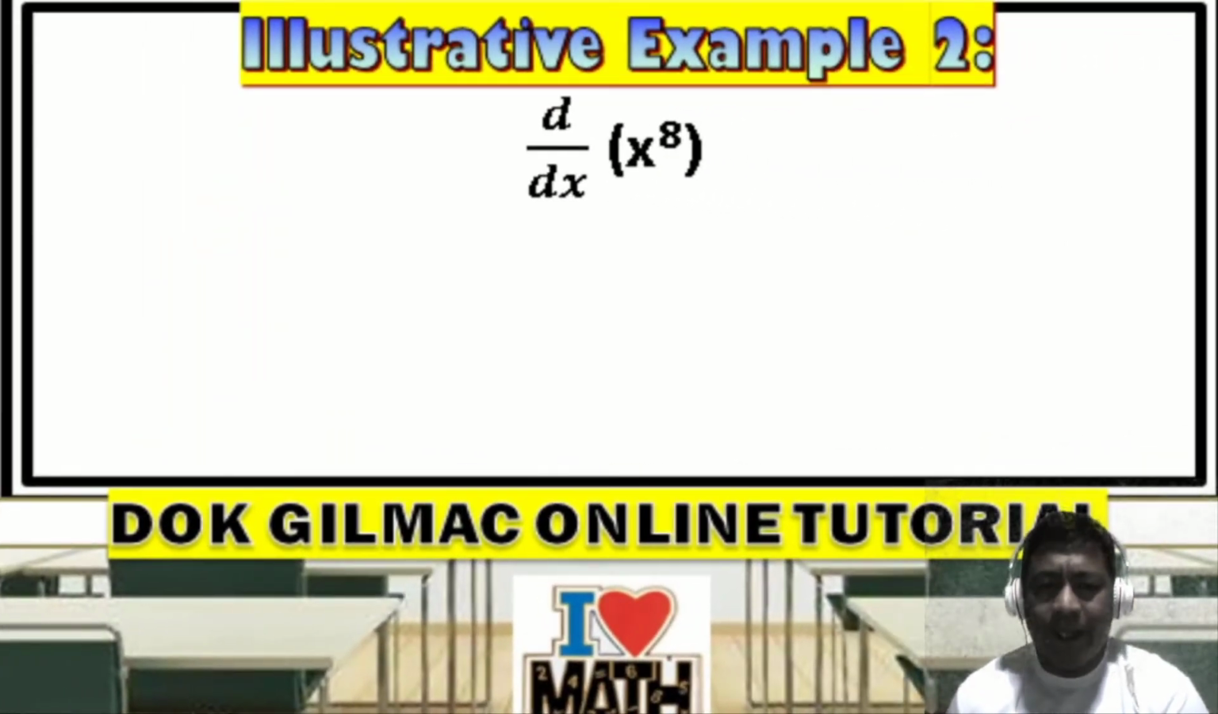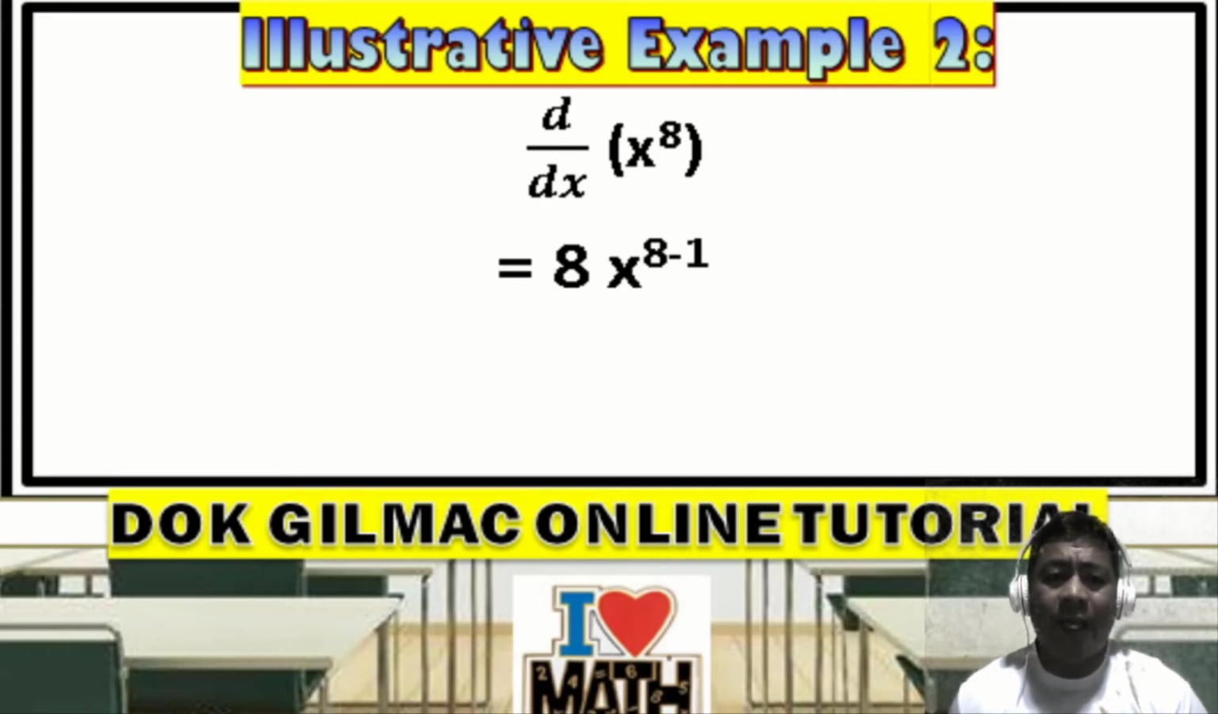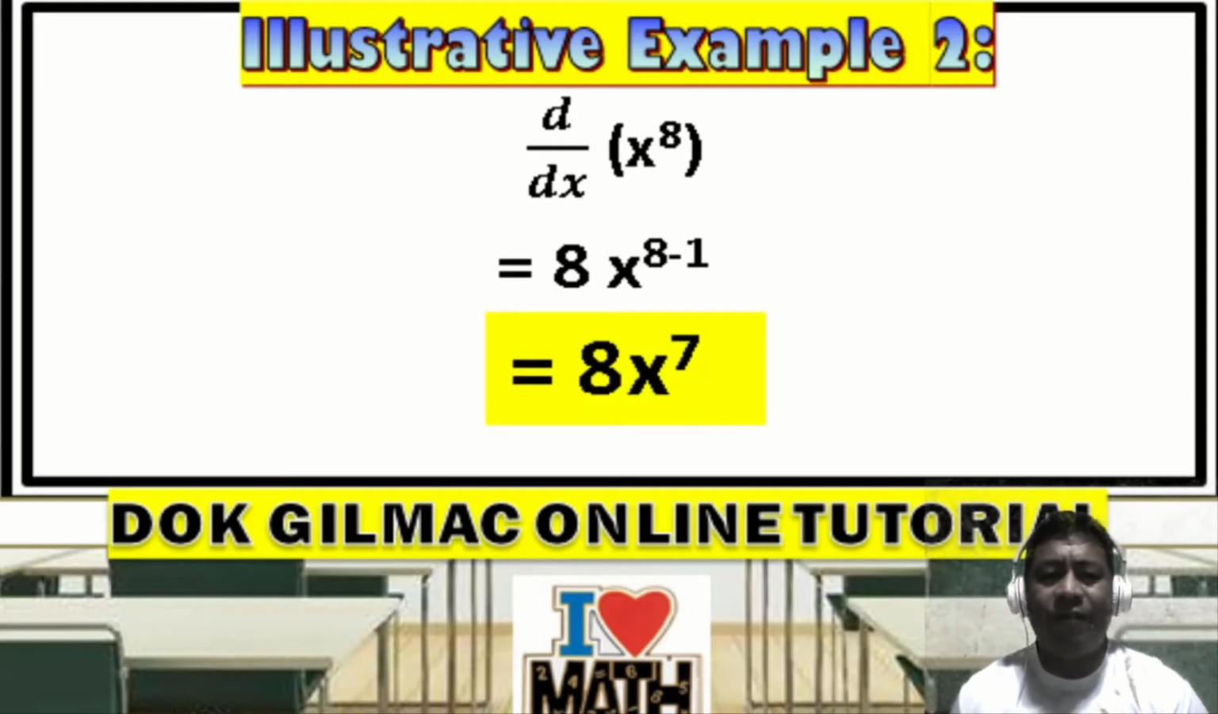Consider illustrative example number 2. This time, d over dx of x raised to 8. The exponent is 8. Again, applying the power rule. So we have here 8 times x raised to 8 minus 1. Simplifying further, this is just equal to 8x raised to 7.